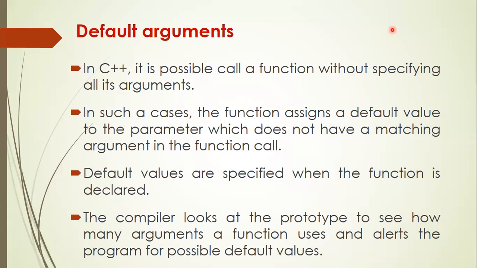In that case, the compiler looks at the prototype to see how many arguments the function needs. And when you call the function with any argument missing, then for the missing argument, it takes the value from the default list.